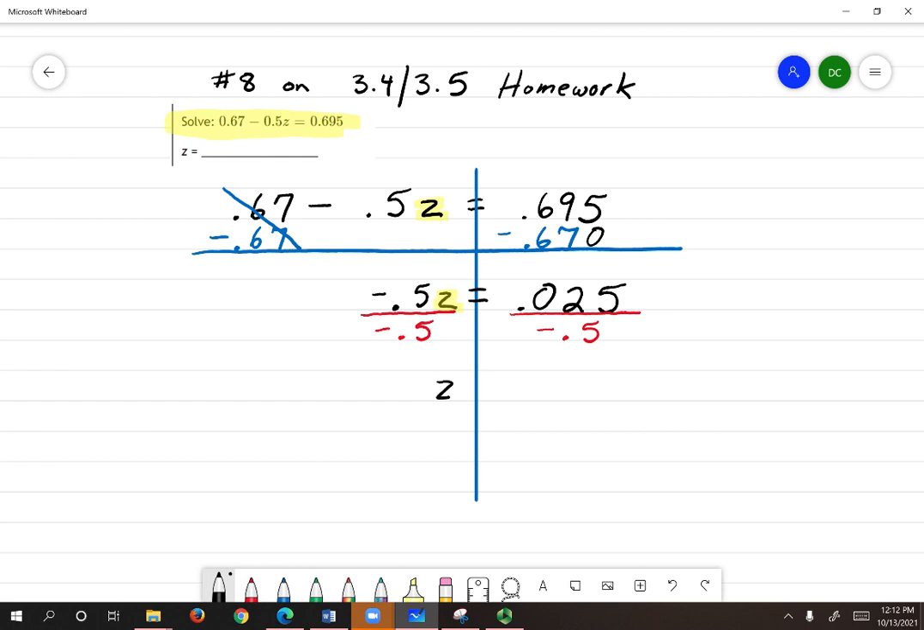Fortunately for me, I have a calculator right by. Actually, I don't really need the calculator because dividing by a half is the same thing as multiplying by 2. So I'll get 0.05, but don't forget about that negative.